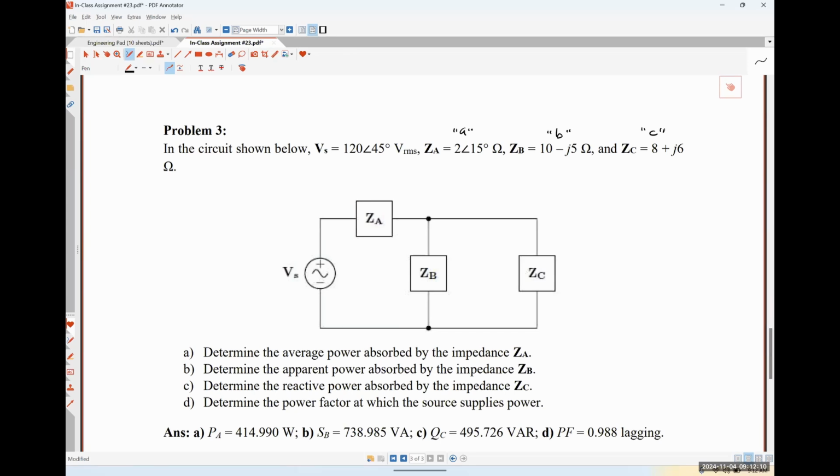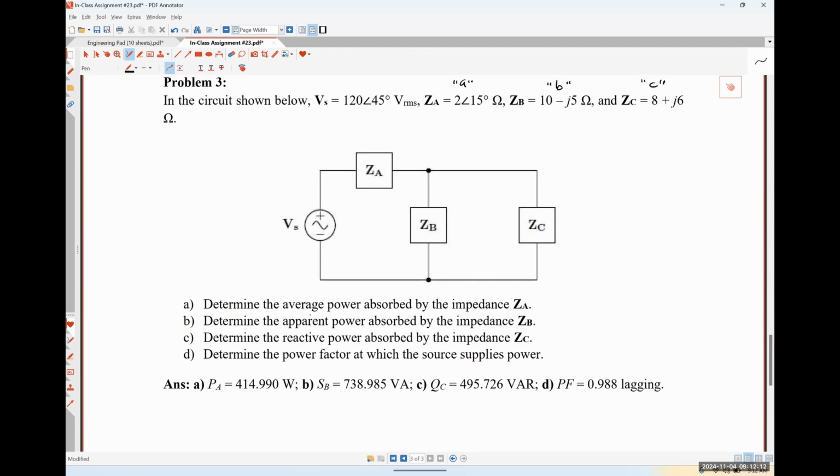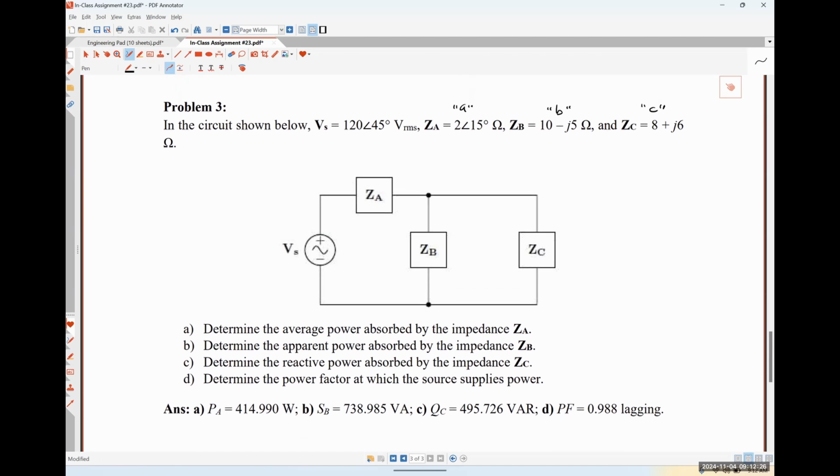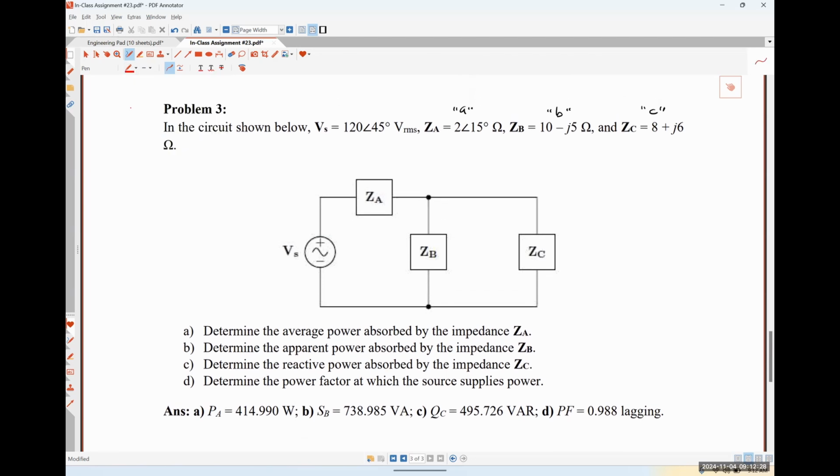Okay. So we are asked to determine the average power absorbed by ZA, apparent power absorbed by ZB, reactive power absorbed by ZC, and the power factor at which our source is supplying power. So let me go through here really quickly and define some quantities. I'm going to define the voltage drop across impedance ZA, positive polarity on the left, just arbitrarily, literally doesn't matter at all. And I'm going to define this current as my RMS phasor current IA.